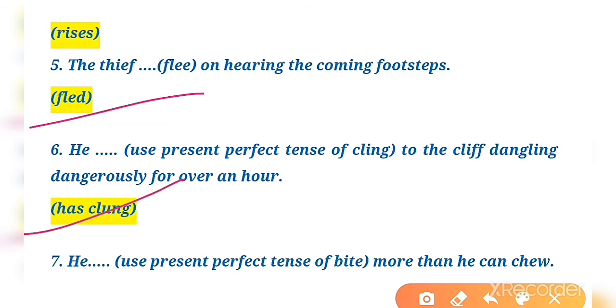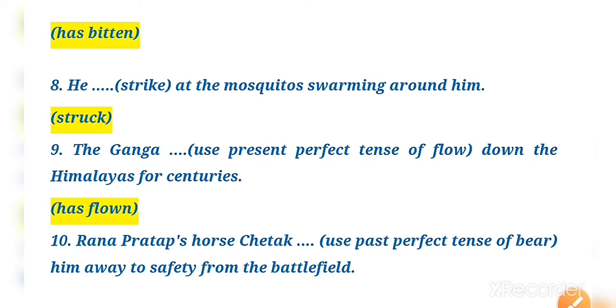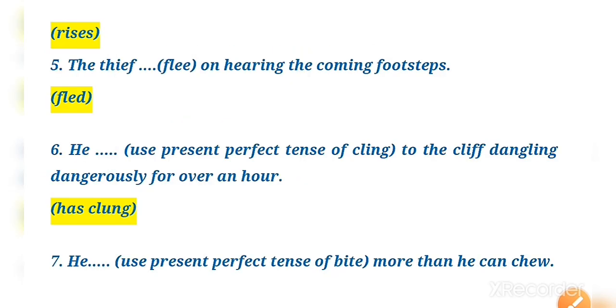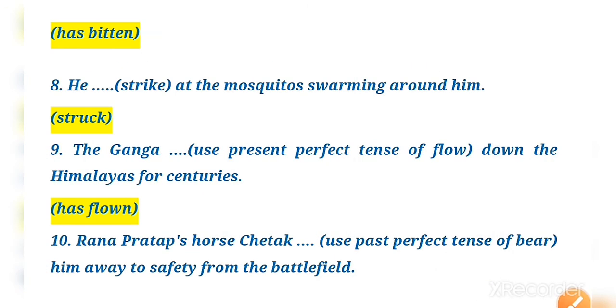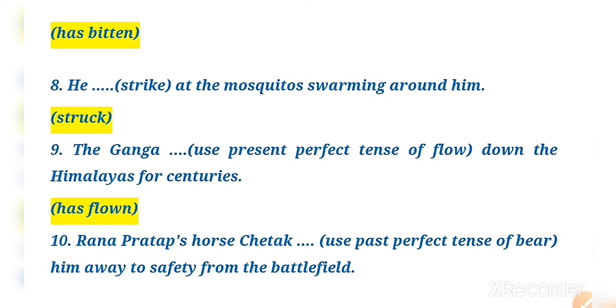And the last is, he has bitten off more than he can chew. Number 8, he struck at the mosquito swarming around him. And number 9, the Ganga has flowed down the Himalayas for centuries. And the last is, Rana Pratap's horse Chetak had borne him away to safety from the battlefield.